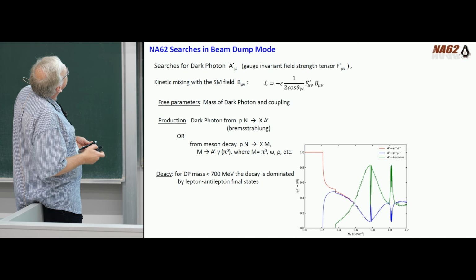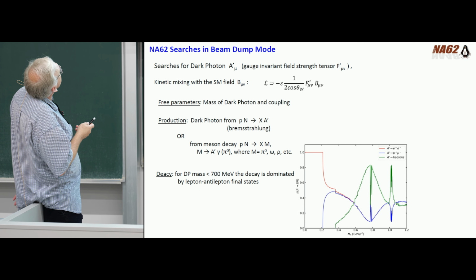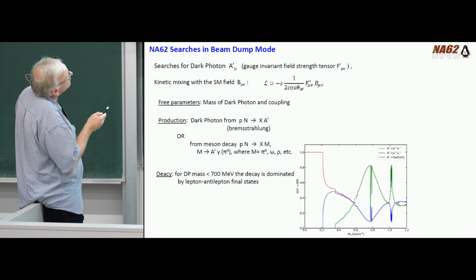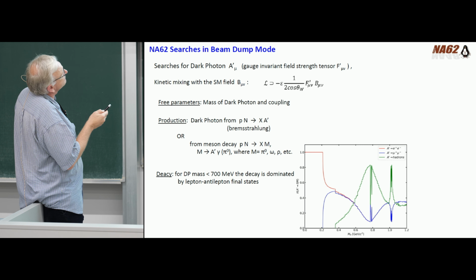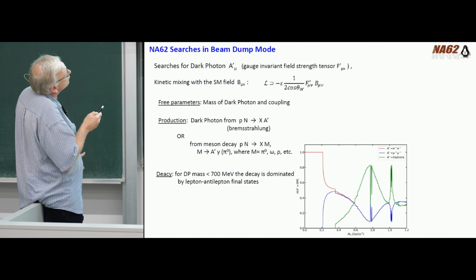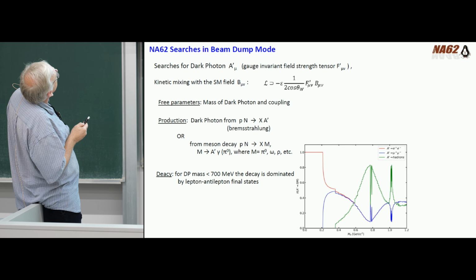It all can be parameterized by a dark photon being coupled to the standard model field strength tensor, which is called B mu nu here. So the F prime is from the dark photon, and the B is from the standard QED photon, with an epsilon, an unknown coupling. Then there would be basically two parameters: the mass of the dark photon and this epsilon coupling.